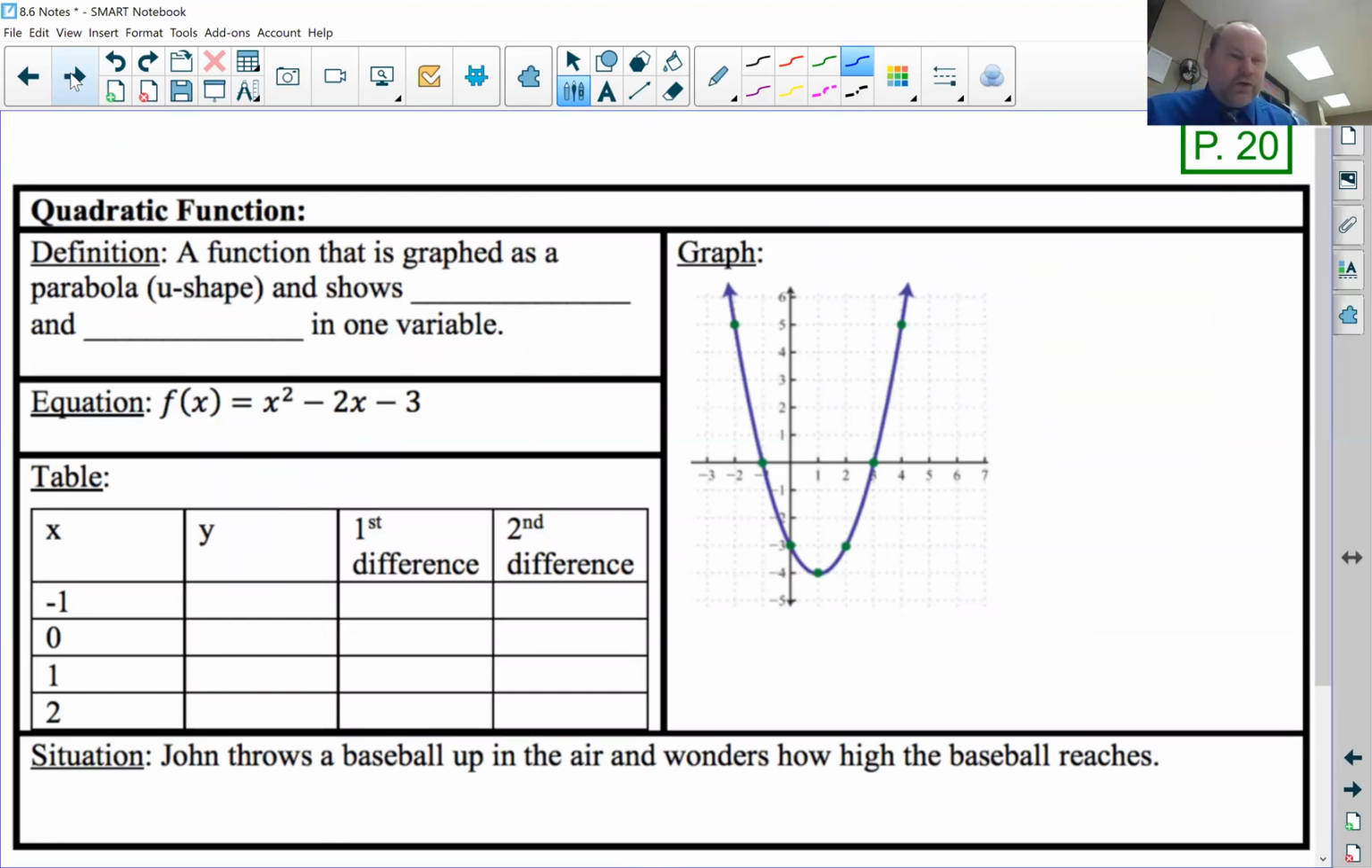So this next is quadratic functions, and we've been dealing with those pretty much for this trimester. So again, hopefully you're pretty familiar and comfortable with them. Definition: a function that is graphed as a parabola, and it shows increase and decrease in one variable. So you can see in the graph, as I go from left to right, the graph goes down, there's a decrease, and then it goes back up. There's the increase.